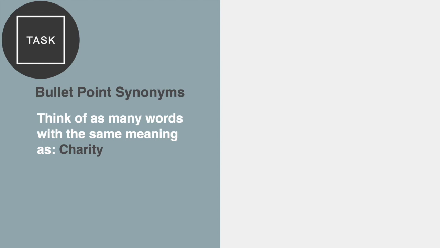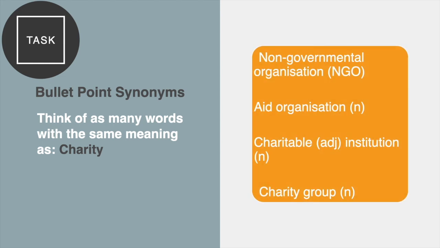Let's take a look at the answers. NGO, or non-governmental organization, is a partial synonym, as not all NGOs are charities, but you could also write charity NGO. You can also use organization, group, or institution in front of charity in order to diversify your vocabulary, so you don't simply have to repeat the word charity alone.